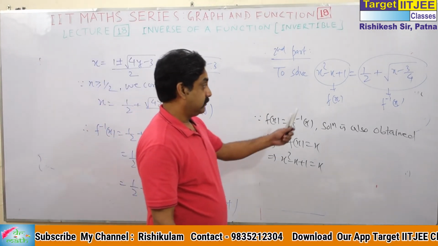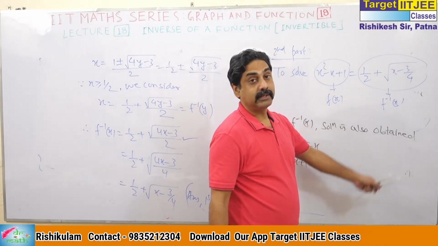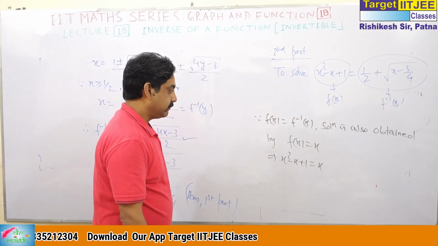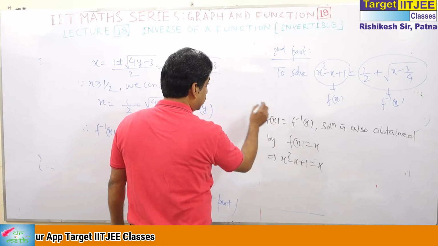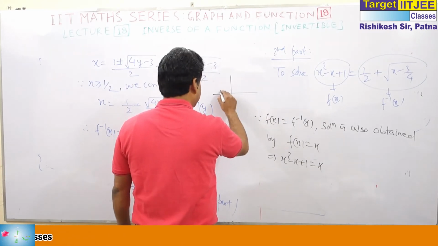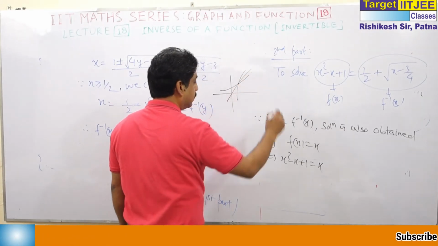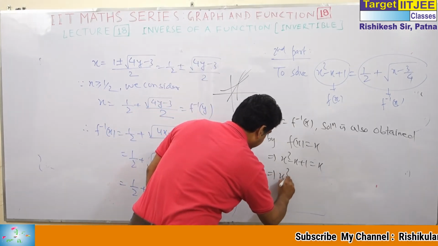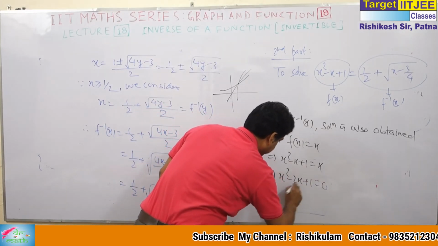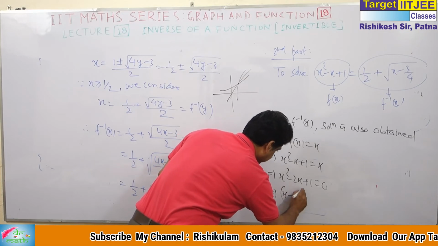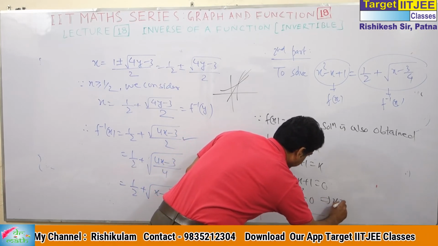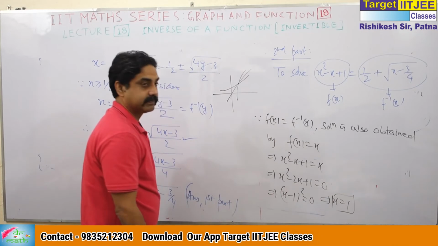It is very difficult to solve it otherwise. When you make it a square, this is a fourth degree, and you have to go for trial. But now this is easy because this and this intersect at the same point. Solve it: x square minus 2x plus 1 is equal to 0, so (x minus 1) square is 0. So x is equal to 1. You can verify x is equal to 1.